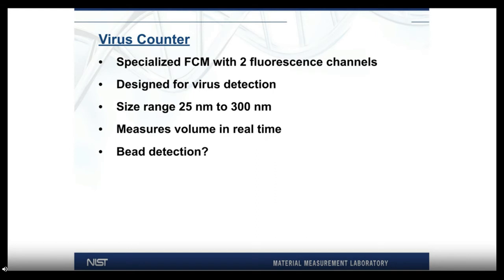There are also virus counters. The one that we have at NIST is basically a specialized flow cytometer with 2 fluorescence channels. It's designed for virus detection. It's meant to handle size range from about 25 nanometers to 300 nanometers. And one of its advantages is it measures volume in real time. We don't have enough data to say how well it will do with detecting beads, and also how accurate the real-time volume measurement is.